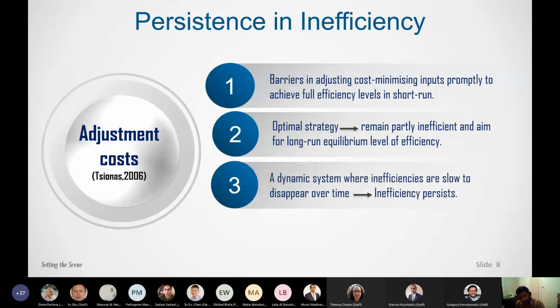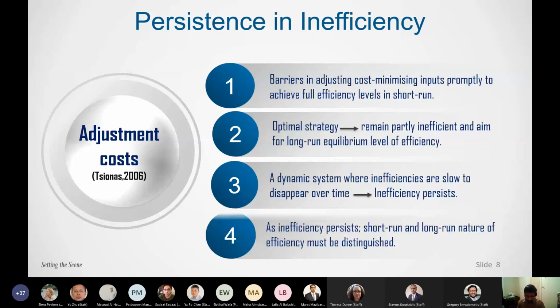So when we put all that in the system, we're saying there is a dynamic system, dynamic in the sense that it all goes through over time, where inefficiency will not disappear, or is very slow to disappear, over time. That is, it persists, linking back to my earlier points. So we must distinguish between the short run and the long run. The short run is what a hospital is able to do in its day-to-day management and how it's able to control costs to reach some level of efficiency, and the long run is where there is persistence, where there are a lot of adjustment costs.